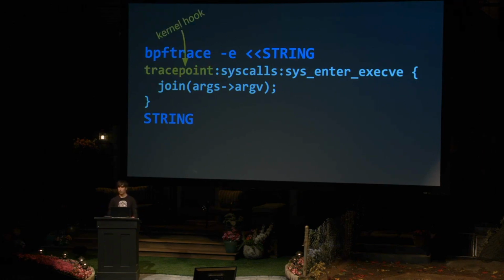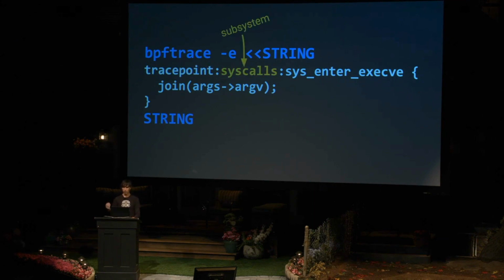First, we're going to define what are the events that we want to listen to. And the first step is to define which kind of hook we want to attach in the kernel. And in this case, it's a tracepoint. Tracepoints are static hooks in the kernel, and they are predefined in every single version of the Linux kernel. So you're guaranteed that it's going to be there.